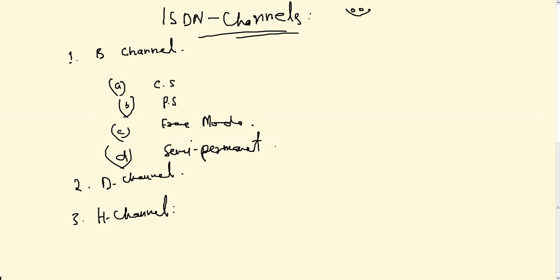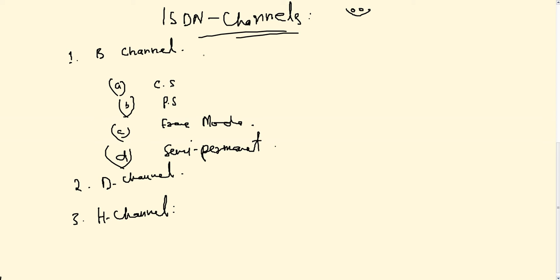Okay, now let's talk about the ISDN channels. ISDN is actually a digital pipe, we said, and this digital pipe is divided into a lot of channels, and these channels are of different size.